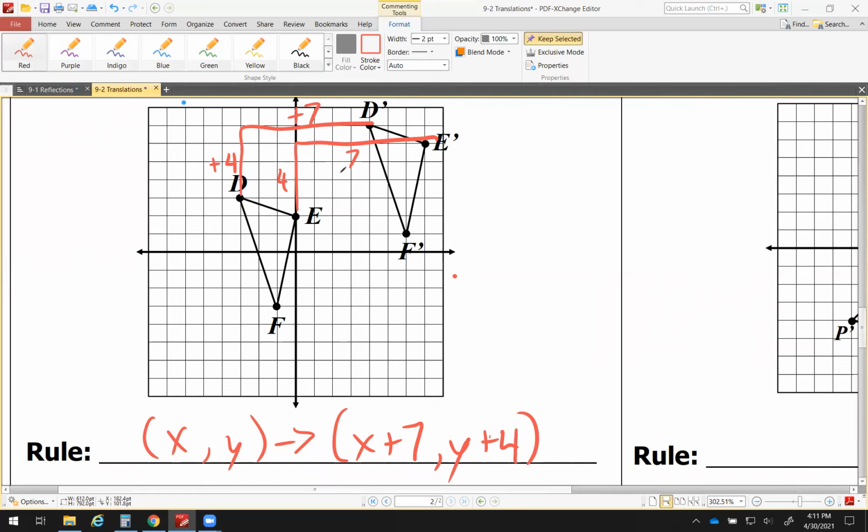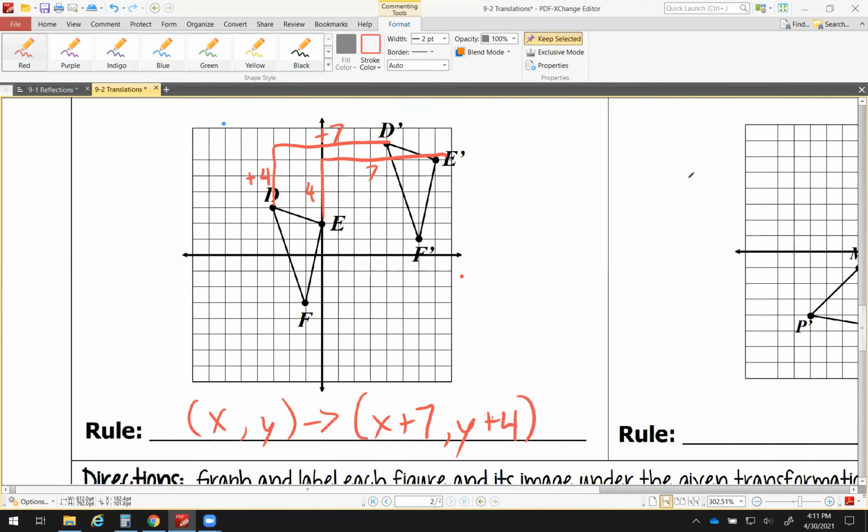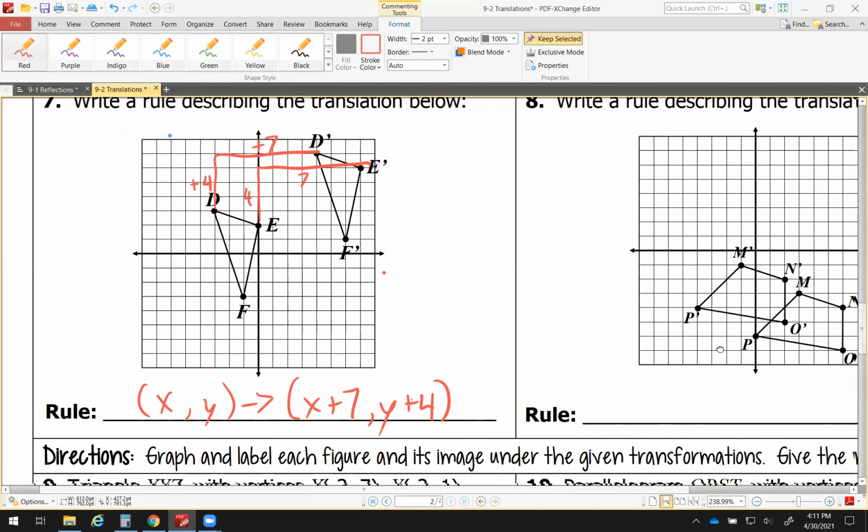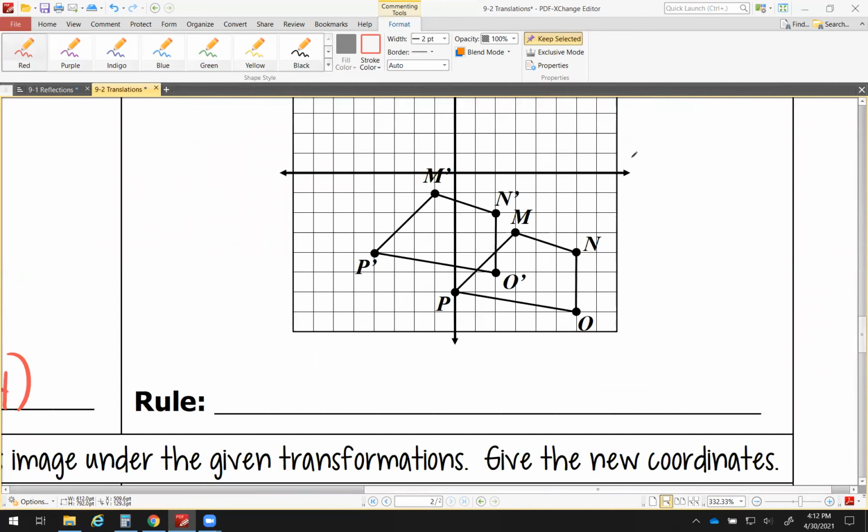Okay, so we spent the last couple of problems doing rule to diagram, and now we can go diagram to rule. No problem. And for number 8, we'll do the same thing here. I'll just go ahead and start by putting X, Y gets translated to X plus something, Y plus something. And M looks to go up by 2 and left by 4 to get to M prime.